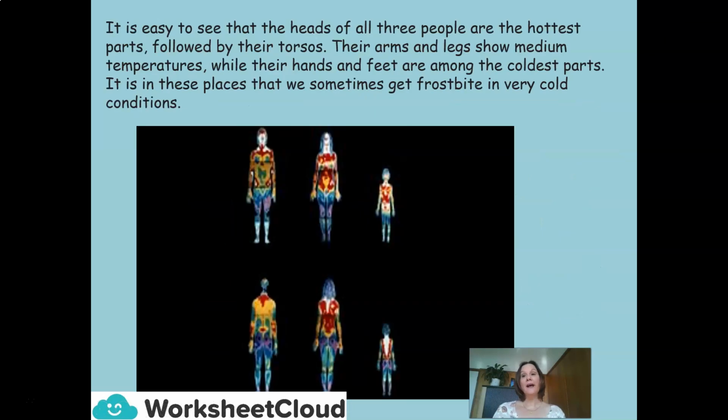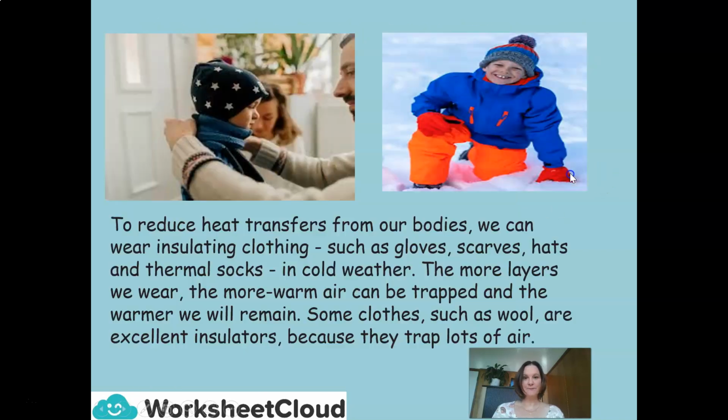If you look over here, it is easy to see that the heads of all three people are the hottest parts, followed by their torsos. Their arms and legs show medium temperatures, while their hands and feet are among the coldest parts. It is in these places that we sometimes get frostbite in very cold conditions.